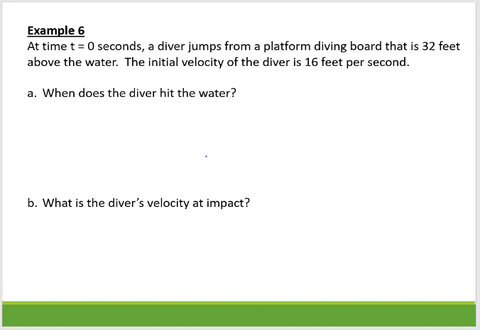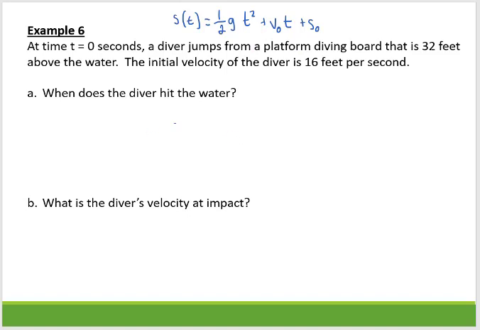Okay, the next example. A diver jumps from a platform that is 32 feet high above the water. The initial velocity of the diver is 16 feet per second. So this uses that formula. I will give you this formula. Some of you may know it from physics, and that's great. But I will give you the formula. I'll probably say something like his position at any time is given by this formula.